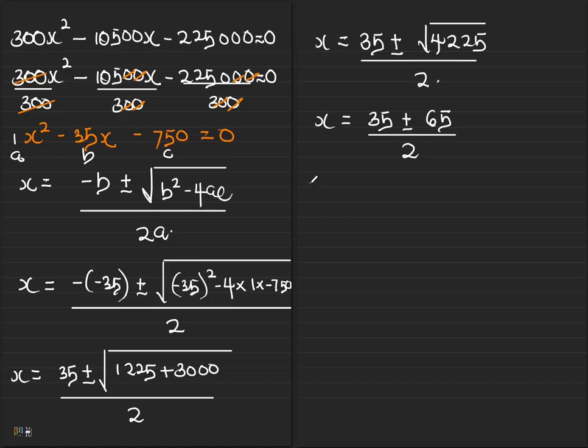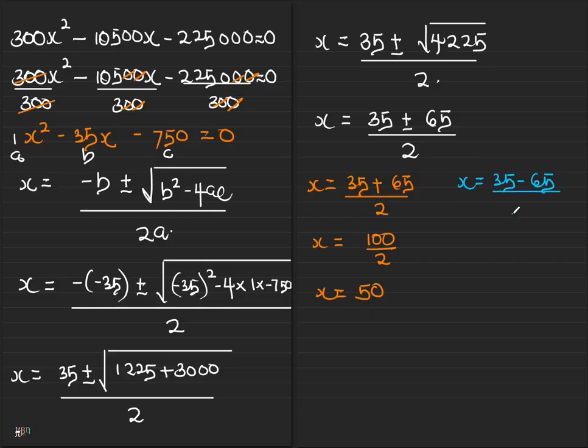So that of the positive, we have x is equal to 35 plus 65 all over 2. Our x is then equal to 35 plus 65 gives us 100. So we have 100 over 2, and then our x is equal to 50. And for that of the negative, we have our x, which is equal to 35 minus 65 all over 2. And 35 minus 65 simply gives us a negative 30. So we have x, which is then equal to a negative 15.